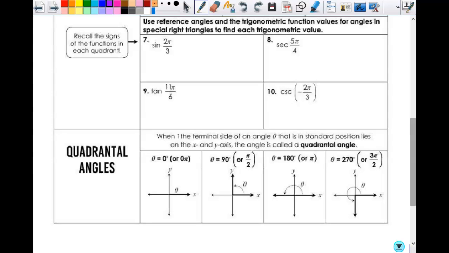All right, so sine of 2 pi thirds. 2 pi thirds is in what quadrant? Second. Okay, so that's the first thing you have to ask yourself. What quadrant am I in? In the second quadrant. Then you have to ask yourself, is sine positive or negative in the second quadrant? And how do we know?